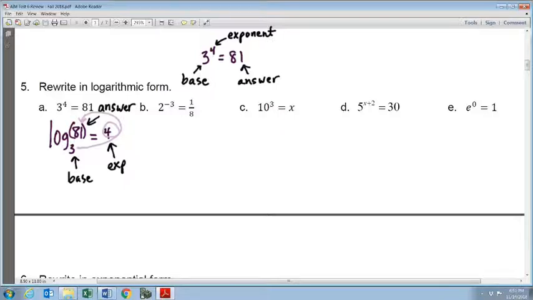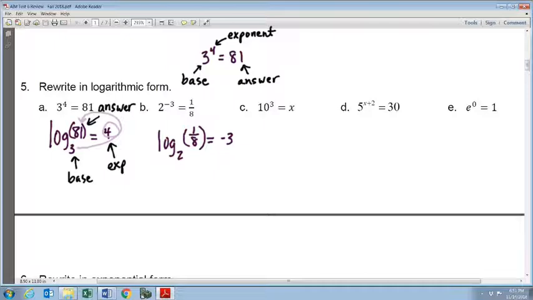Let's go ahead and look at B here. So it's going to be a base 2 log, because it's 2 to the negative 3 power. The 2 is your base. And then the 1/8 will go next, and the exponent goes all by itself on the other side.